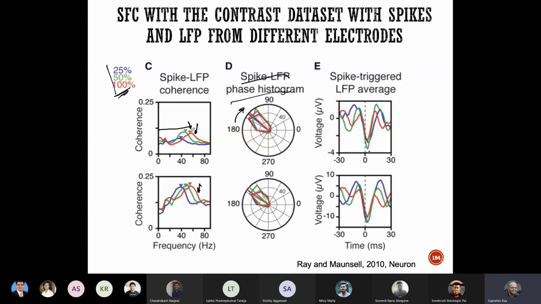And then you can look at the phase distribution at a particular frequency, and it will not be uniform. A uniform distribution would be a circle like this. Non-uniform would mean that spikes are coming at a particular phase, so it's non-uniform like that. And you can get a sense of this by looking at the spike triggered LFP also, as shown here.